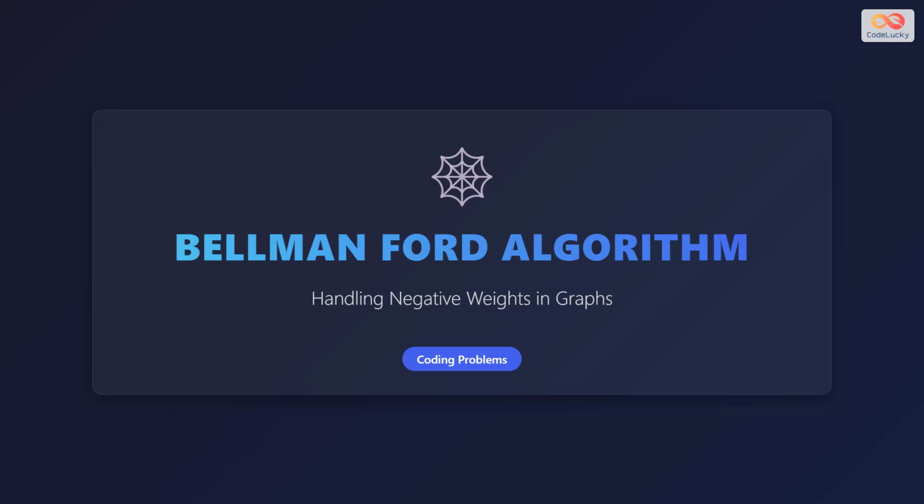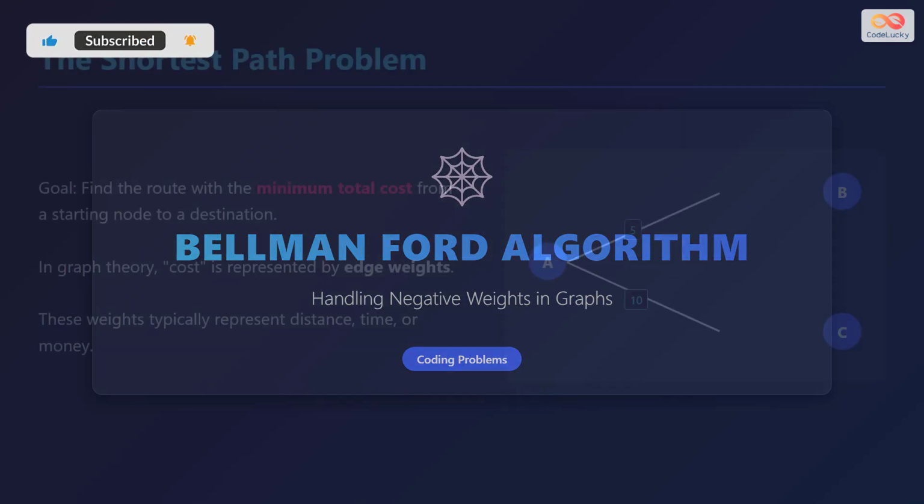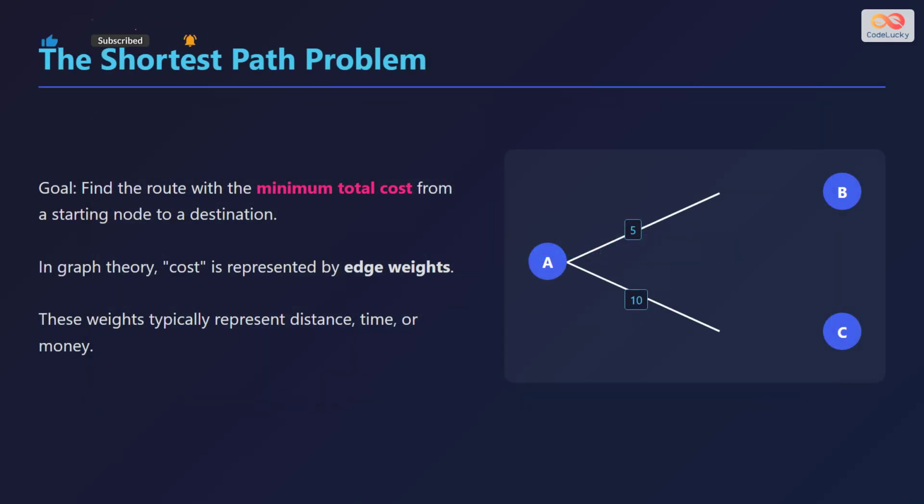Welcome. Today we are diving into the Bellman-Ford algorithm, a fundamental technique in graph theory used to solve the shortest path problem when dealing with negative edge weights. First, let's understand the context. The shortest path problem involves finding the most efficient route between 2 points in a graph.